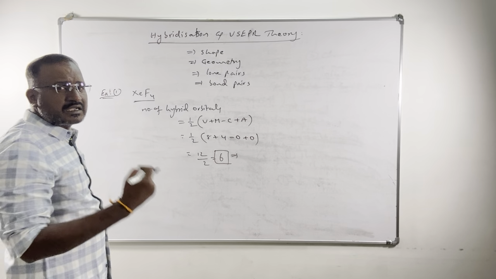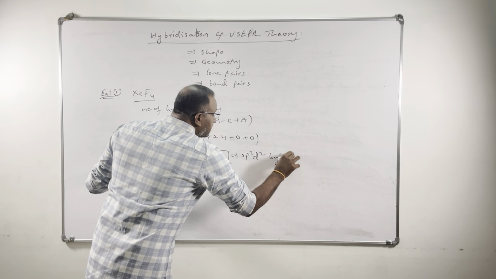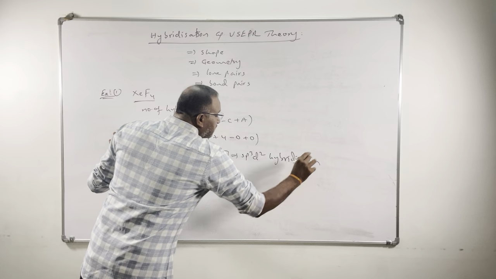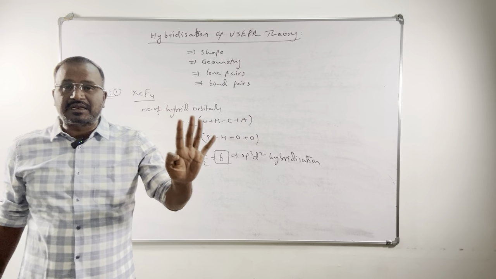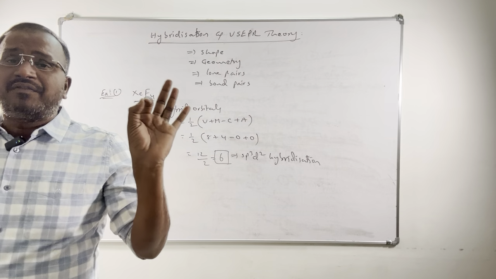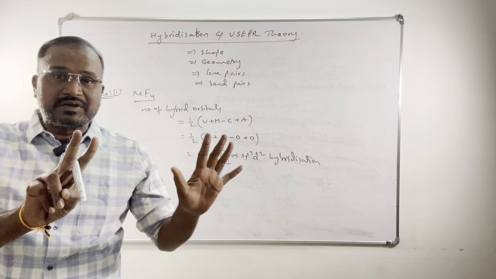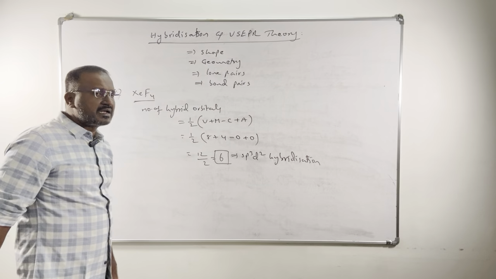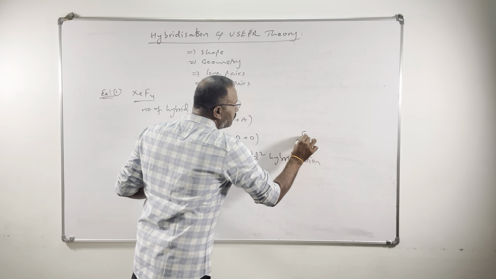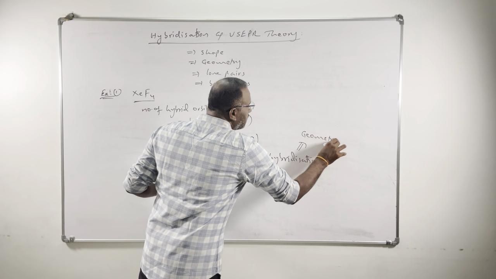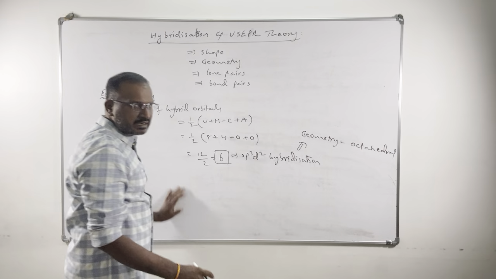Six hybrid orbitals means sp3d2 hybridization. If 2 hybrid orbitals, it is sp; 3 is sp2; 4 is sp3; 5 is sp3d or dsp2; 6 is sp3d2; 7 is sp3d3. Here we are getting 6 hybrid orbitals, so it is sp3d2 hybridization. If the hybridization is sp3d2, the geometry of the molecule is octahedral.